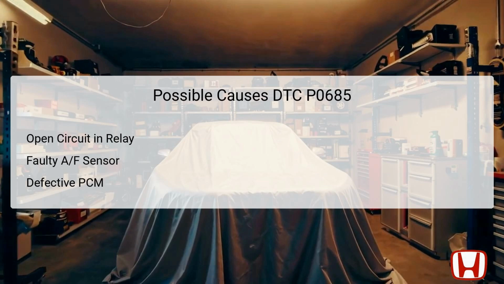The potential causes of DTC P0685 include various electrical and mechanical failures. One primary issue might be an open circuit in the power supply relay circuit of the AF sensor heater. This can occur if there is a break in wiring or a loose connection within the circuit. Additionally, a faulty AF sensor itself could cause this trouble code if it fails to operate appropriately despite receiving the correct power. Lastly, the PCM can also be a culprit if it has internal failures or faults affecting its ability to communicate properly with the AF sensor. Each of these causes needs to be systematically tested to locate the root issue efficiently.